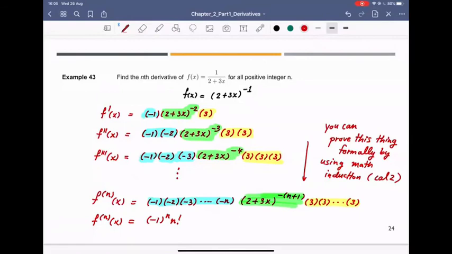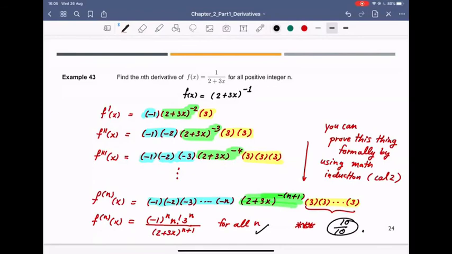And then I have 3 multiplied n times, right? I have 3 to the n. And then I am going to move my 2 plus 3x to the denominator. Well, this is the complete answer. If you can answer this, 10 points.